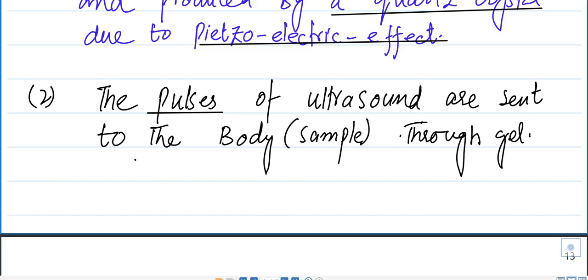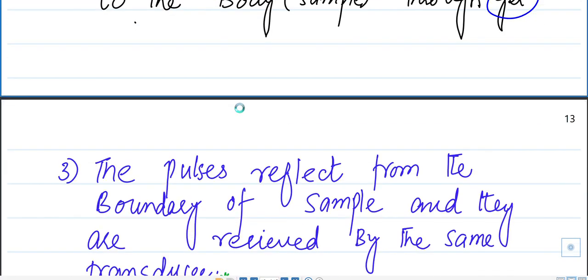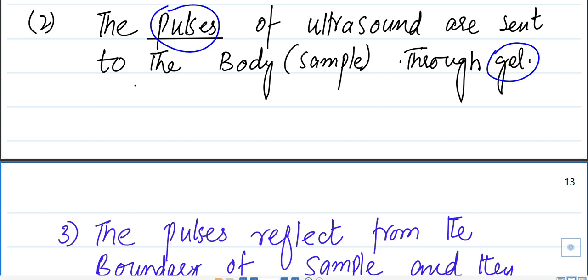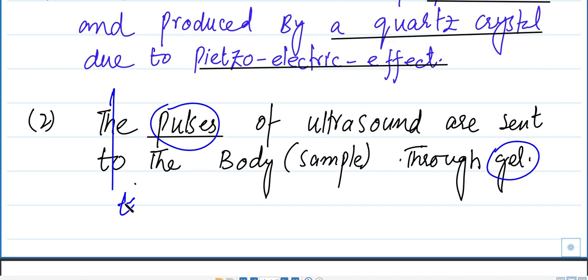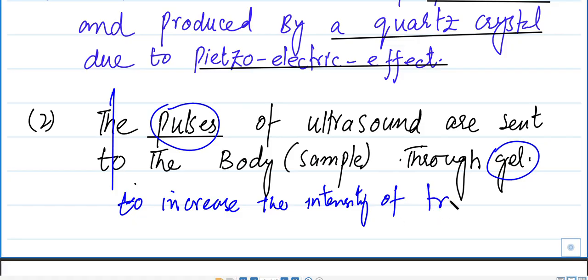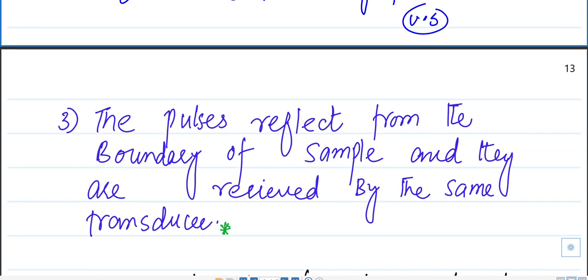Here I have mentioned the procedure: pulses are sent to the body, and why the gel is important. You can even write that the gel is used to increase the intensity of the transmitted ultrasound. Okay, so you can write in that way.